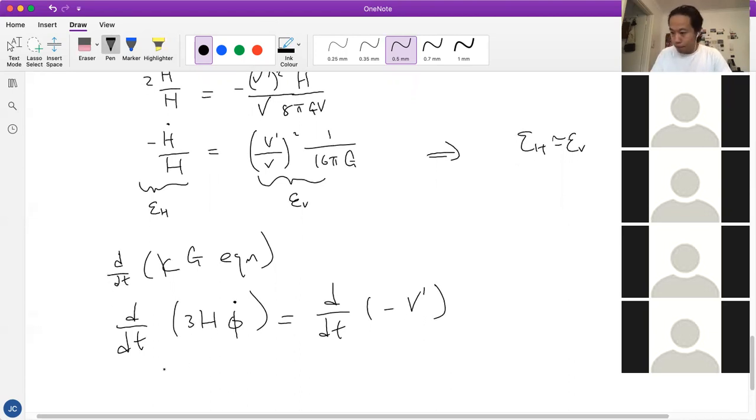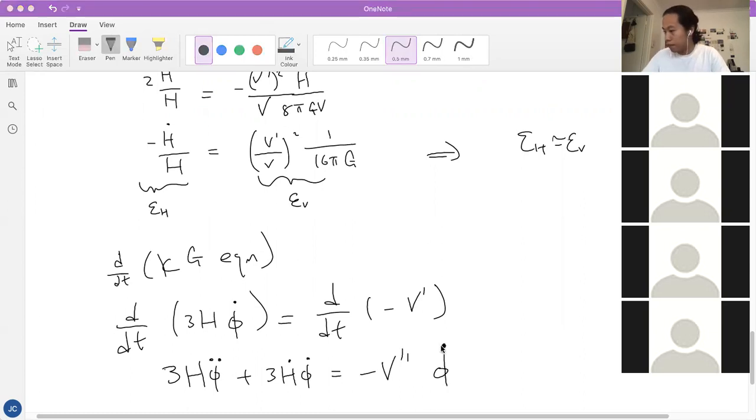Okay. Left-hand side is easy. You just get 3h phi double dot plus 3h dot phi dot. On the right-hand side, again, you just have to do a change of variables. So you get minus v double dash, but then pick up another phi dot on the right-hand side.